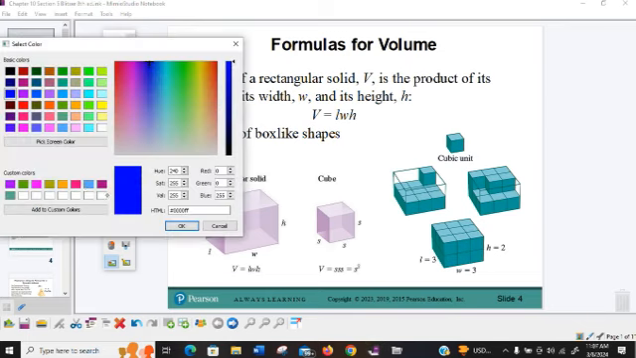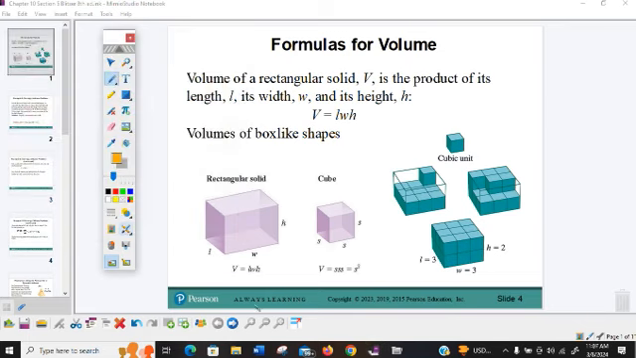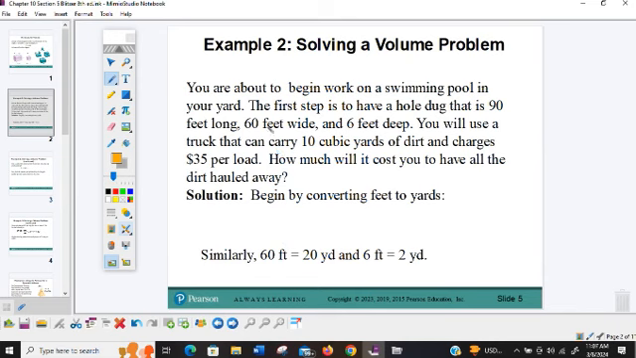So let's look at an example. It says you're about to begin work on a swimming pool in your yard. The first step is to have a hole dug that is 90 feet long, 60 feet wide, and 6 feet deep. You will use a truck that can carry 10 cubic yards of dirt and charges $35 per load. How much will it cost you to have all the dirt hauled away?